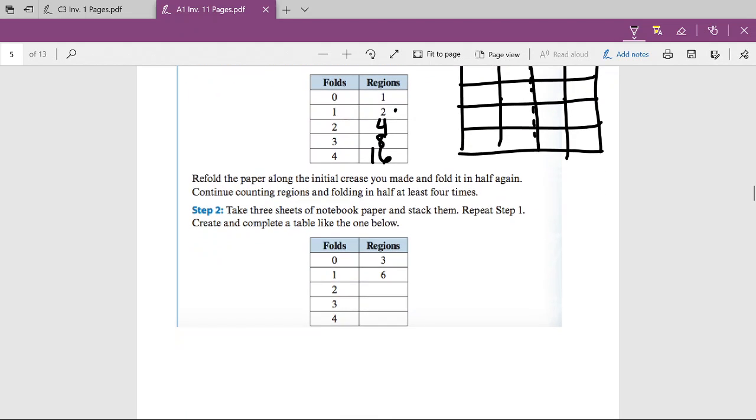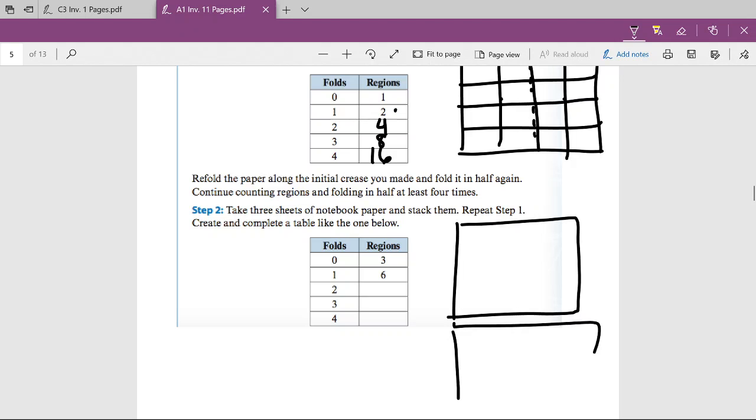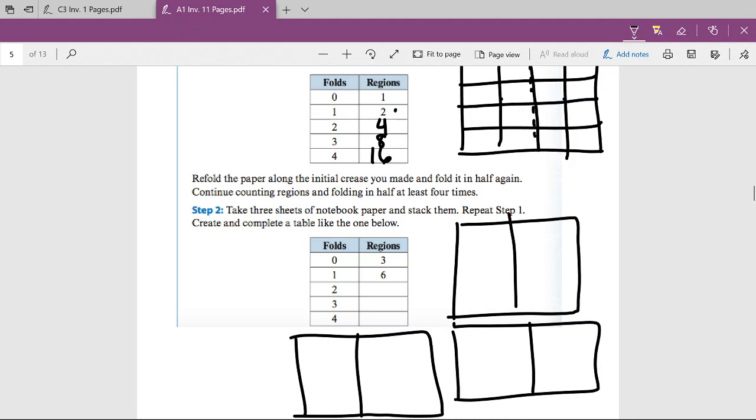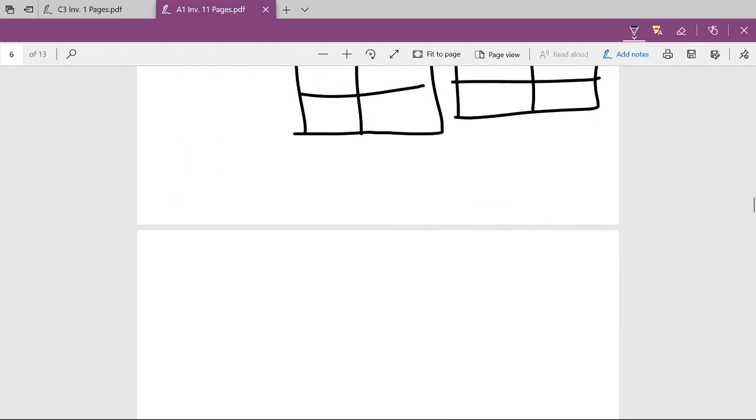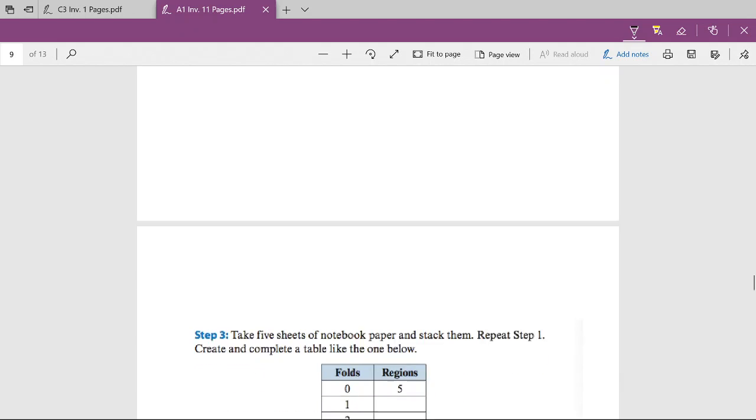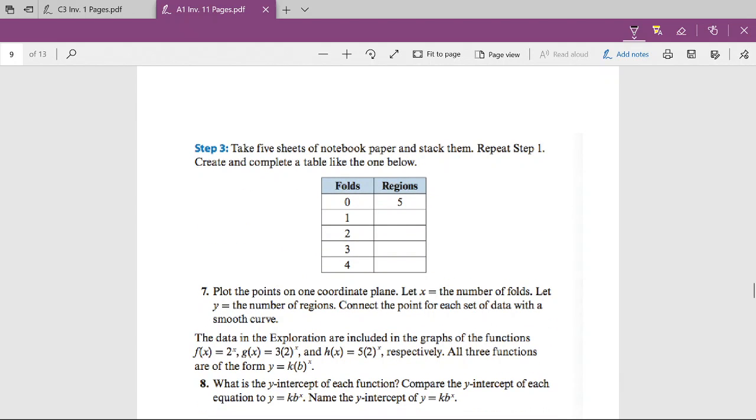How about if we had 3 sheets of notebook paper, and we were to fold them all at the same time? So 1, 2, and 3. I folded in half. I just made 6 regions. If I fold it in half again, for each of these on top of each other, well, 4 in each, so I have 12 regions. Continue folding, we get 24 and 48. Try this for yourself. And especially try this next one for yourself with 5 sheets of notebook paper.